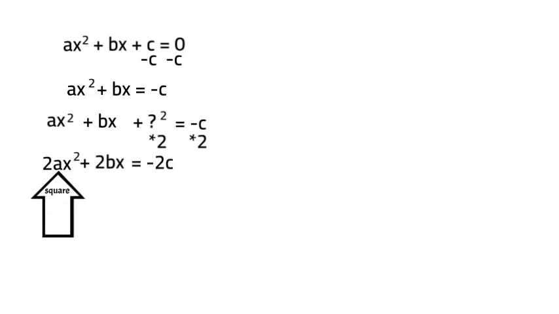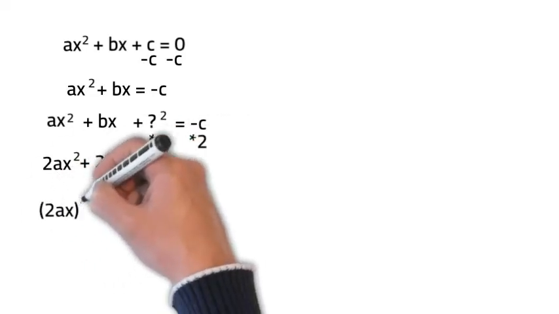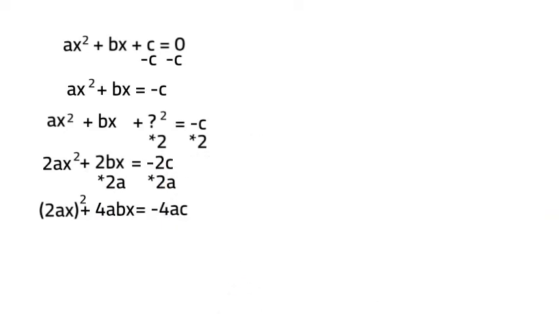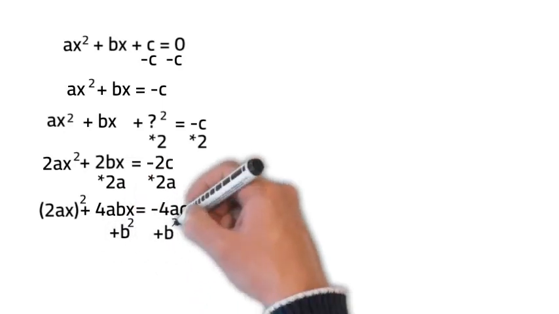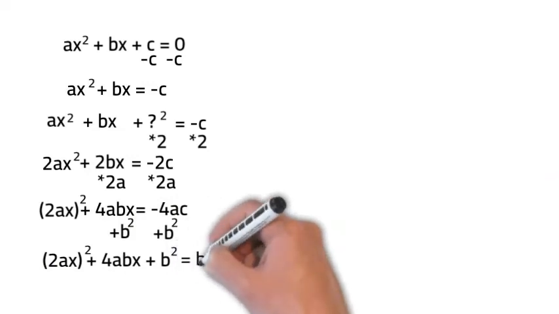x is already squared, but the 2 and the a are not. If we multiply the entire equation by 2a, that would do it, right? Exactly. Now all we have to do is deal with the b in the middle term by adding b squared. We now have a perfect square on the left.